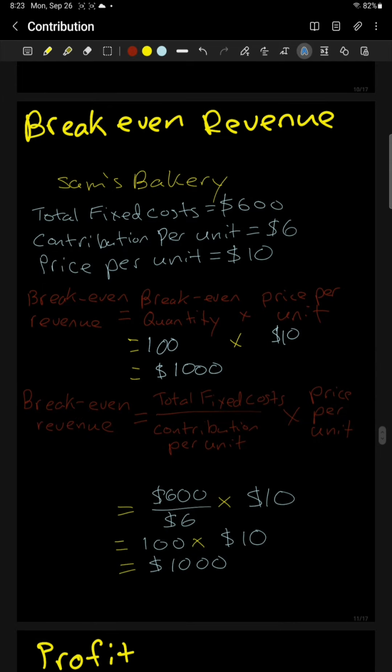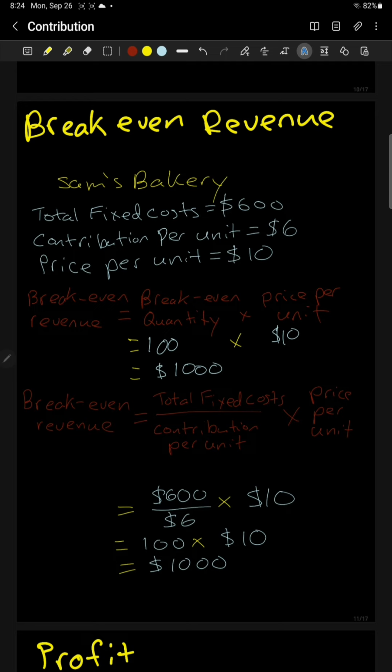Break-even revenue is related to break-even quantity. It's basically, instead of quantity, how much money you have to make in sales in order to break even. So remember, the total fixed cost is 600, the contribution per unit is $6, and the price per unit is 10. And with that, we have two ways we can figure out the break-even revenue. Break-even revenue equals break-even quantity times price per unit.